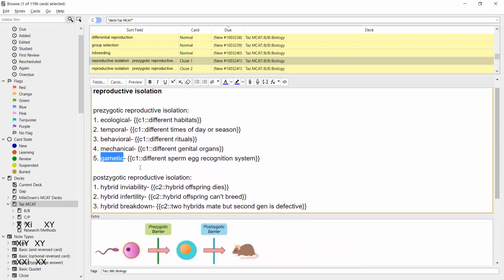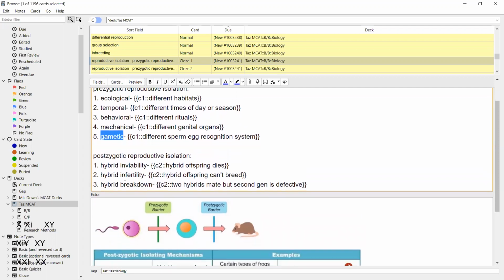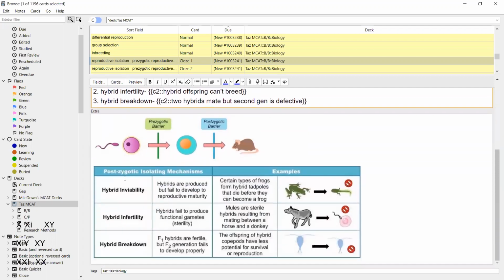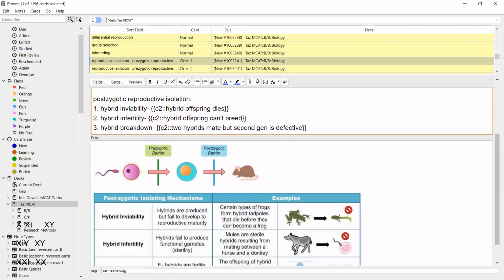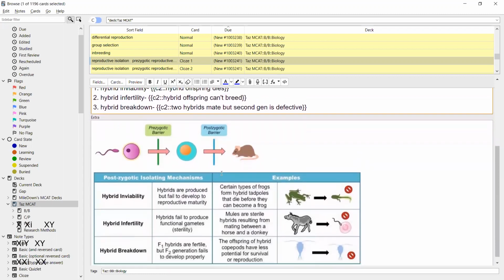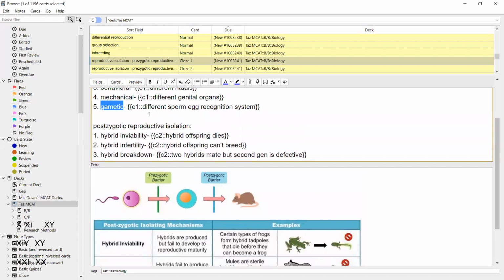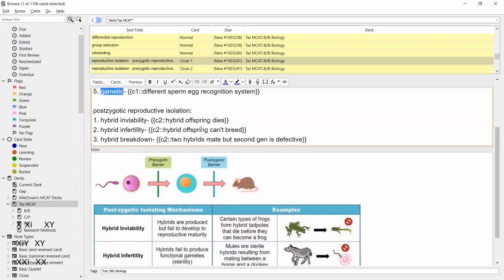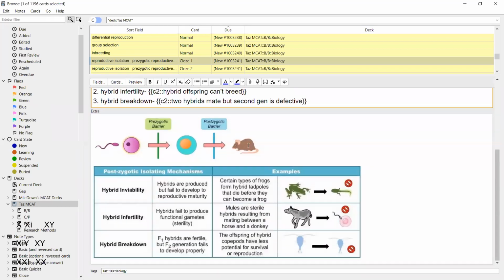Now, what if none of these are the problem? Like they actually can mate and they can have a zygote, right? Now, they're not in the clear yet. There can still be some issues, right? So for example, the first one is called hybrid inviability, which is to say that the hybrid offspring is born but dies. It cannot survive, right? So hybrids are produced but fail to develop to reproductive maturity.